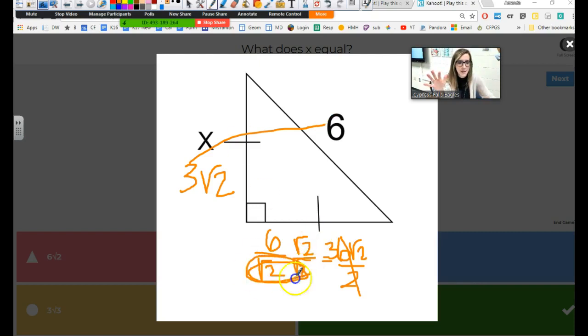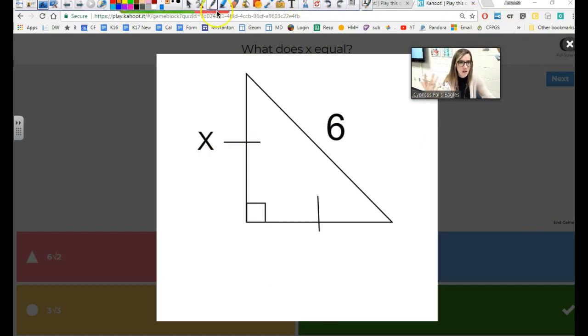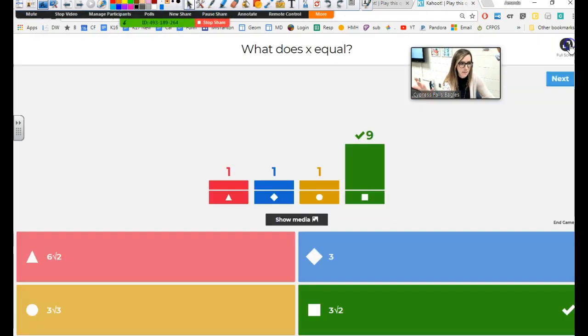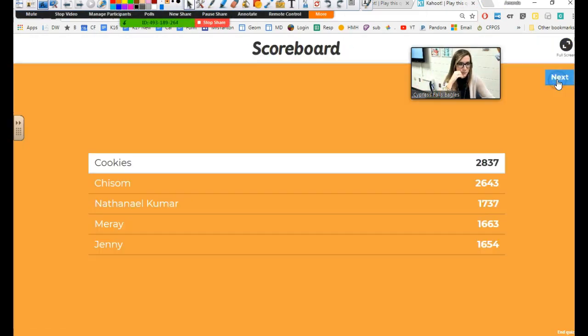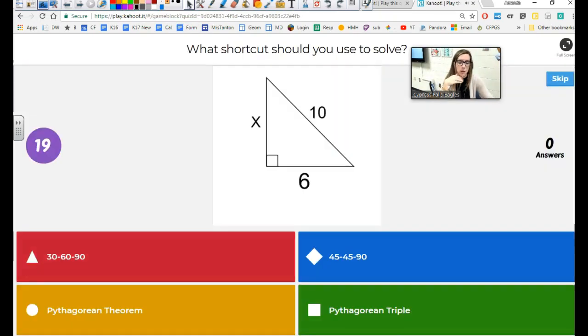Because of this right here, that's why it happens. It's always a 2 in the denominator. So you're welcome to take that shortcut and not show the rationalization every time. You have permission to do that. Okay. What shortcuts would you use to solve? Read all the answers and choose the wisest one.